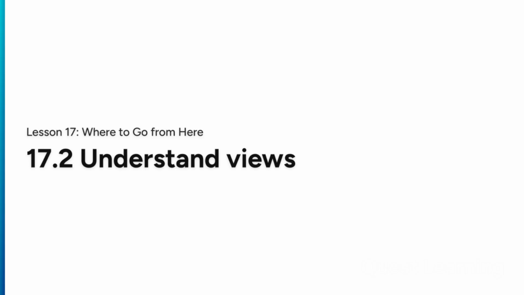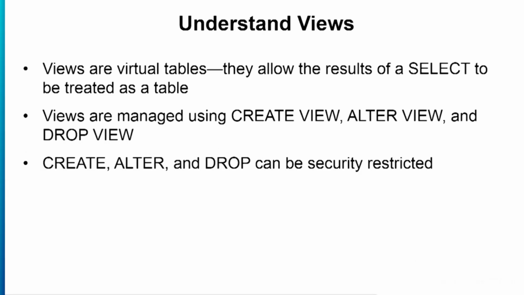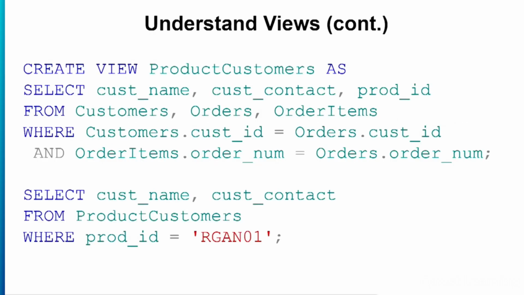Views are virtual tables. From a select statement standpoint, they look and behave just like a table, but they allow the results of one select to be used as a table. You create them with create view, update them with alter view, and drop them with drop view. As you've seen before with tables, create, alter, and drop can and often are security restricted.